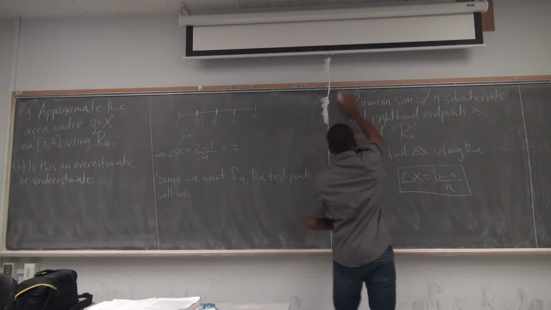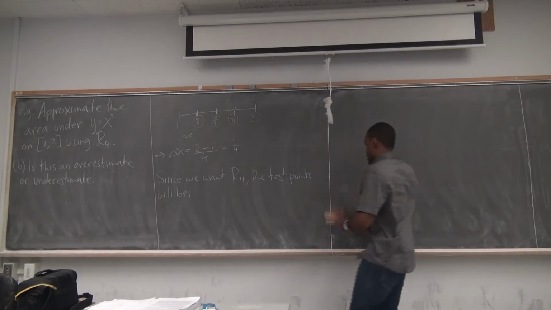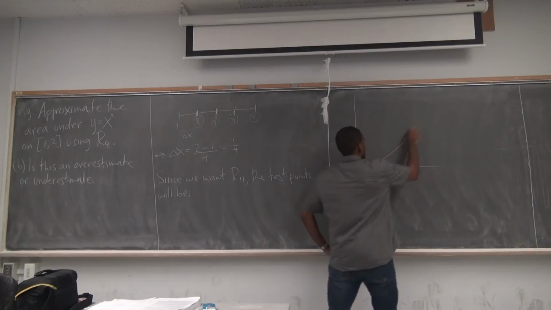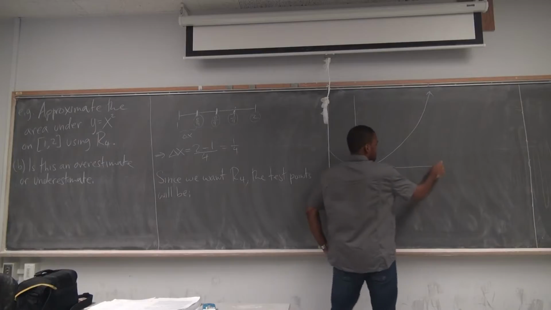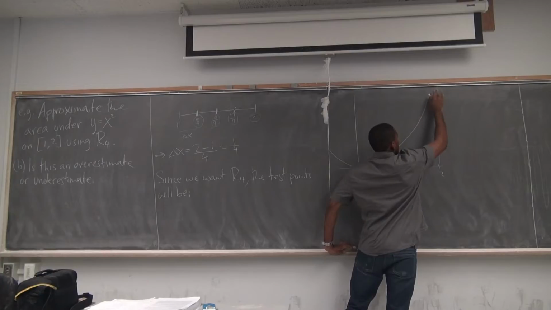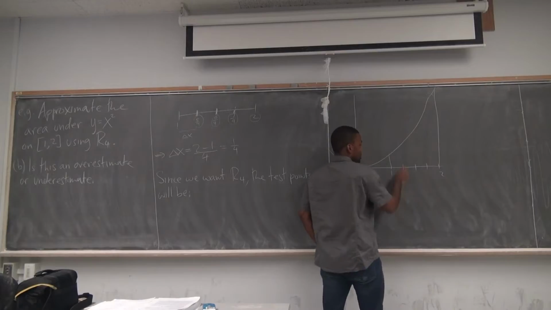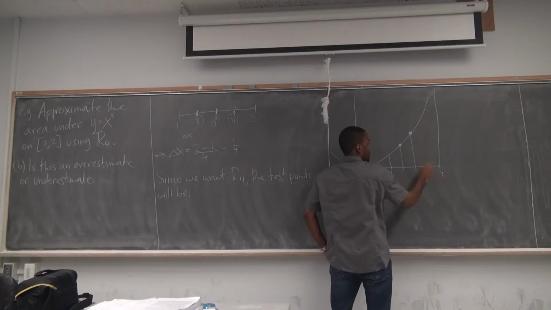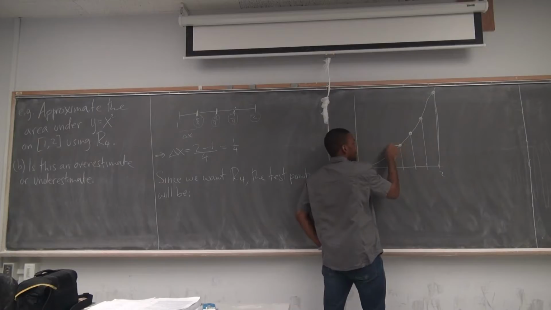Let me draw a picture so you can kind of see. I want you guys to try to figure this out. So this would be y equals x squared, right? I care about between 1 and 2. Cut this into 4 sections, right? The right side goes up, it's the function. And this gives me the height of the rectangle.